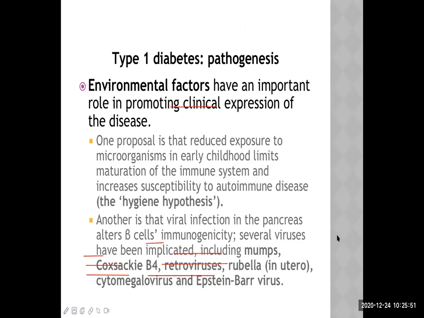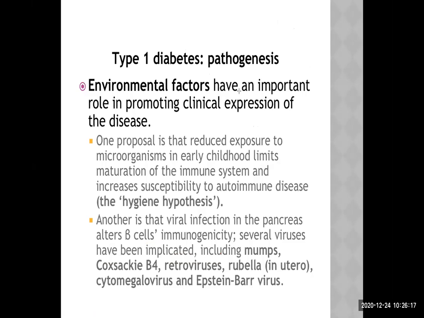Let's move on. Now, another part here: what are those environmental factors? We have been talking about these environmental factors, but what are those actually? Do we know them or not? Okay, so let's talk about it.